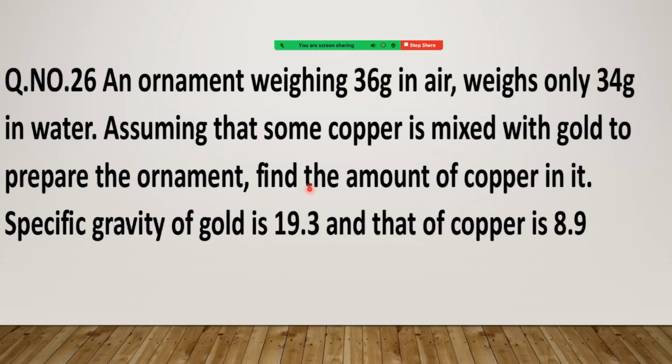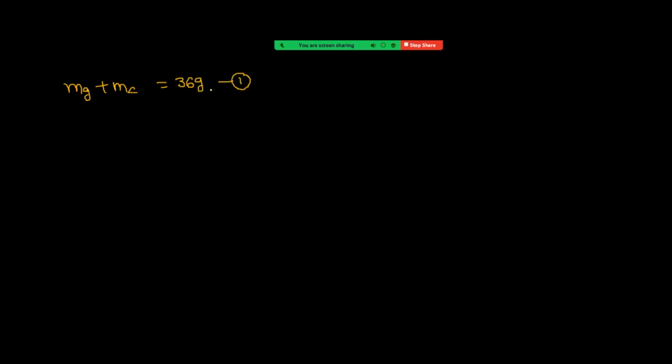Let us see how to start. First focus on the given data. Its weight is given as 36 in air, that means mass 36 gram. So the first condition: mass of gold plus mass of copper is equal to 36 gram. That means weight equals 36 gram weight. Next, it weighs only 34 gram weight in water. That means the force of buoyancy is equal to 2 gram weight, that is 2g.